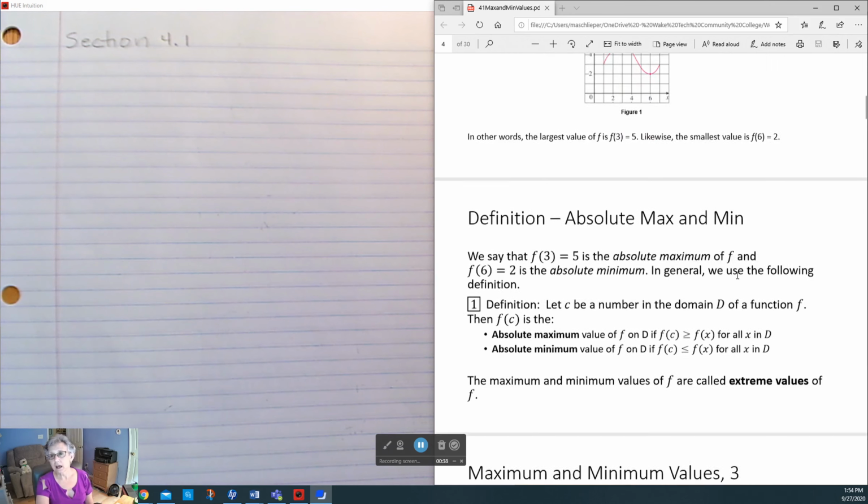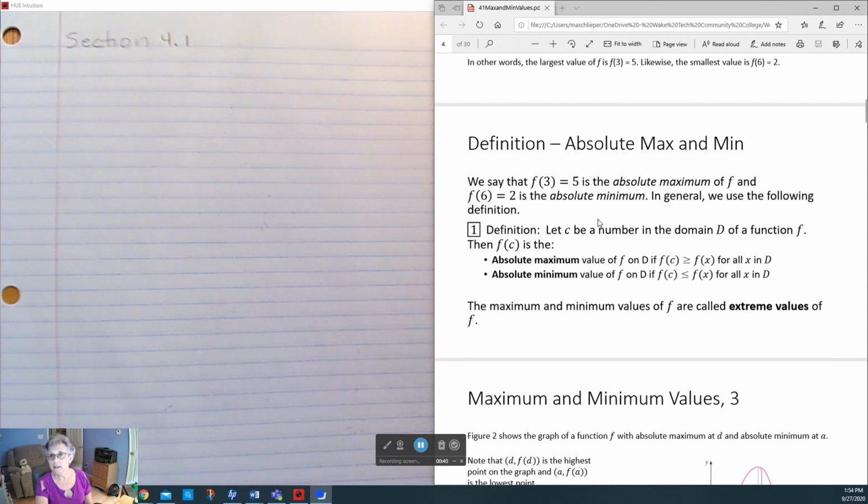So you've looked at a lot of pictures on Desmos, and we talk about an absolute max if it's the biggest value anywhere, the absolute min, the smallest value for any number in the domain. They are called extreme values or extrema.